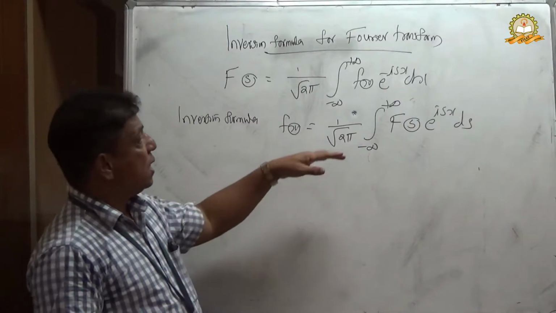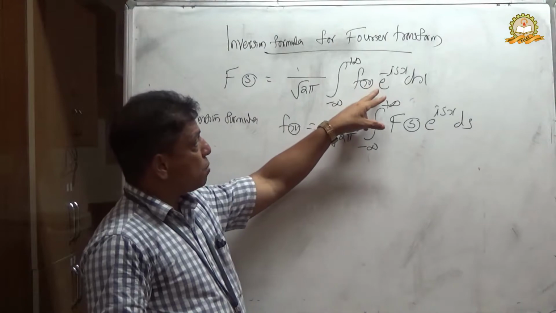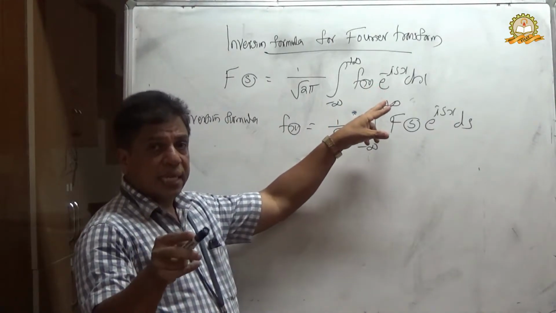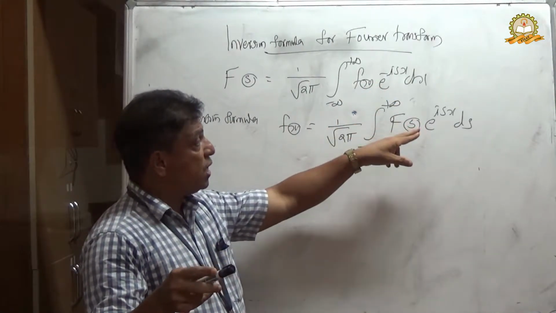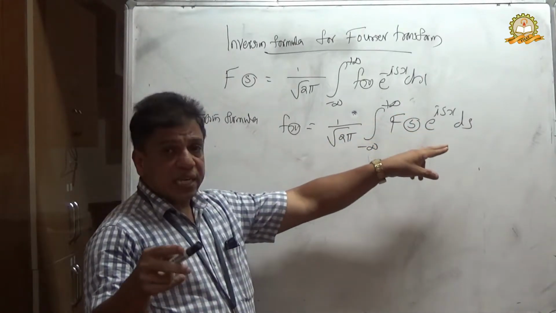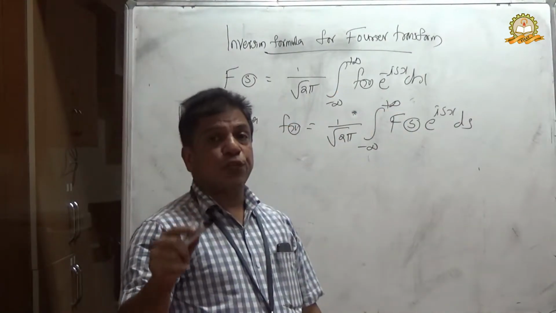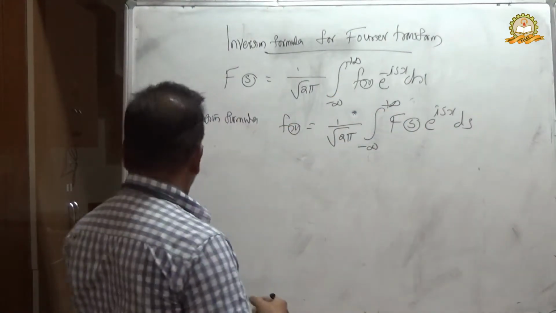This is the formula. The formula is very, very important. In the Fourier transform case, it is e raised to minus isx, but in the case of inversion, e raised to isx. In the case of inversion, we integrate with respect to s, but in the case of Fourier transform, we integrate with respect to x. Then we can do one problem.